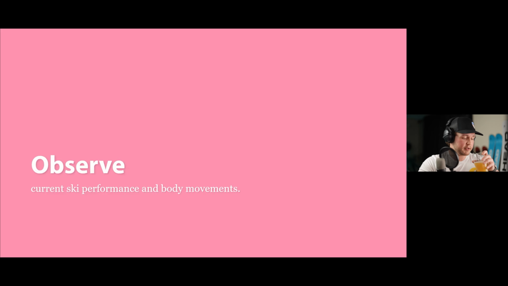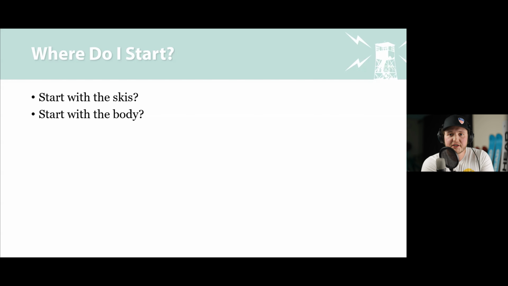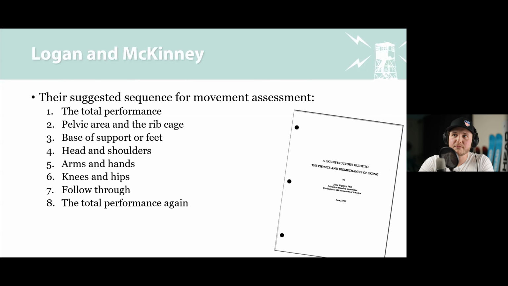So this brings us to the next step of our movement analysis process, observing current ski performance and body movements. So a lot of people ask, where do I start, right? Where do I start? Do I start with the skis? Do I start with the body? Maybe the whole picture? And I'm, of course, not going to directly answer this question. And instead, I'm going to show you something that I actually read recently and found interesting. There's a group of researchers that worked particularly in the realm of baseball athlete development.